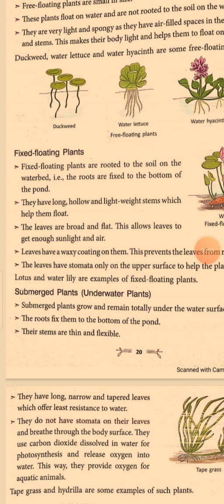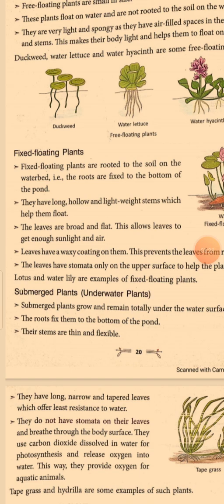Now what are the sources of carbon dioxide for these plants in the water? Underwater animals give out carbon dioxide. That carbon dioxide remains dissolved in the water, and it is taken in by the body surface of tape grass like plants which are inside the water. By their body surface they take in carbon dioxide, and in return they give out oxygen. So this is how these plants help in maintaining the oxygen level in the water.